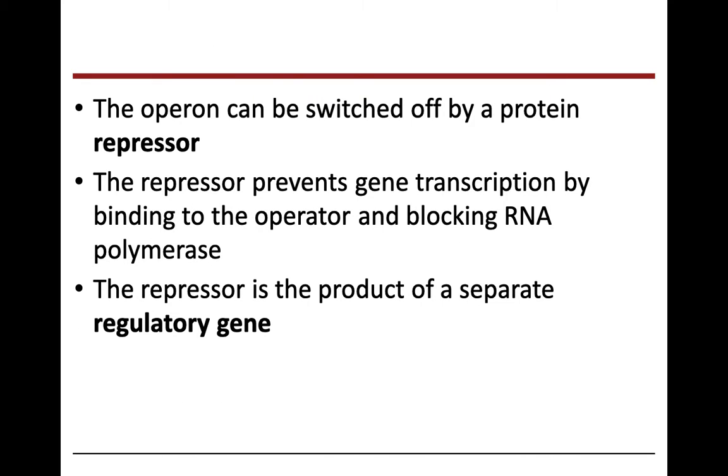Now, operons can be switched off by a protein that's called the repressor. And the repressor protein prevents gene transcription by binding to the operator and creating an allosteric regulation of DNA that prevents RNA polymerase from binding. The repressor is going to be the product of a separate regulatory gene that might occur downstream, upstream, or on a totally separate chromosome that is also itself regulated.